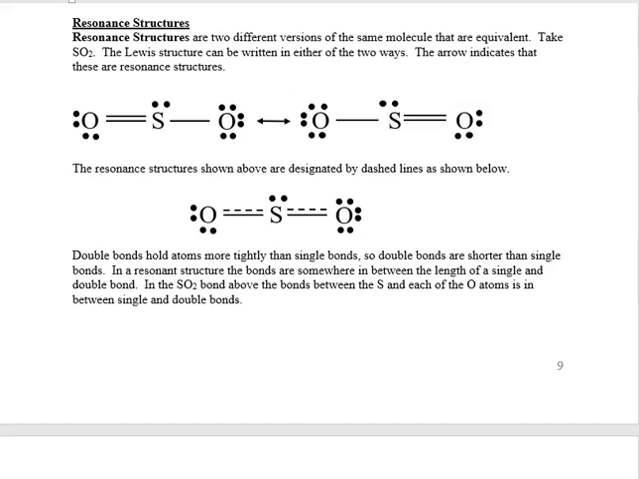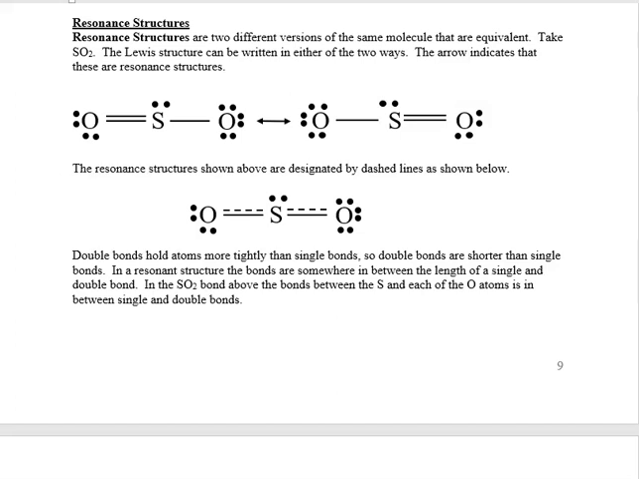So you're going to end up with a double bond between the sulfur and one of the oxygens. Which one? Well, it could be either one. It could be the one on the left, or it could be the one on the right. So that's how you would draw the resonance structures. Now the resonance structure is shown above as designated by dashed lines. So a double bond is stronger than a single bond. It's also shorter. So when you look at this actual molecule in the real world, does it mean that one side has a stronger sulfur-oxygen bond than the other, and one side has a shorter bond length than the other? And the answer is no.